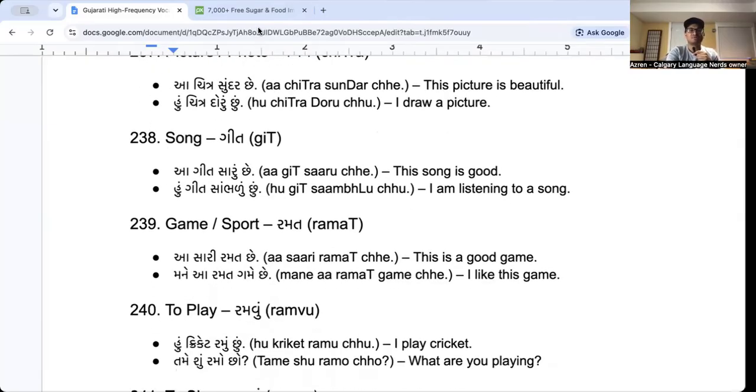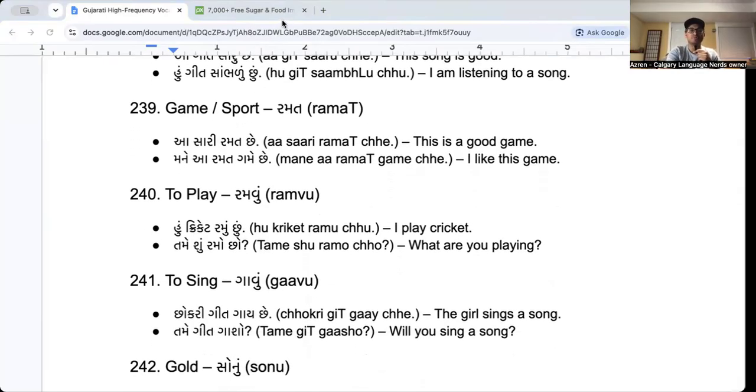Game or sport is ramat. Asari ramat che. This is a good game. Mane a ramat gamme che. I like this game. Ramvu is to play, so you play games, for example, right? So Ramvu is to play.